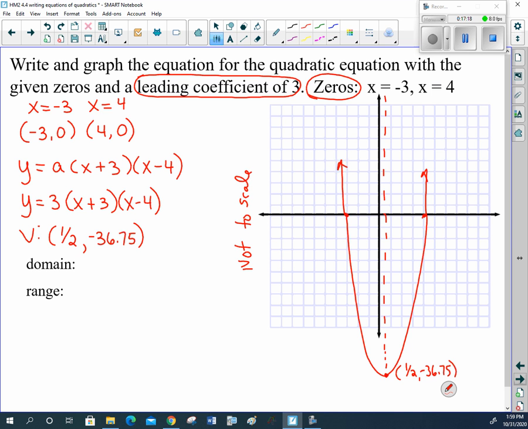Okay, so the domain, well, the domain of a parabola is all reals. The range is from, now if I do this in interval notation, it's always bottom to top, smallest number to biggest number, so it's a -36.75 to infinity. Remember, that's interval notation. In inequality notation, I would just say y is greater than or equal to a -36.75. That one's inequality notation.